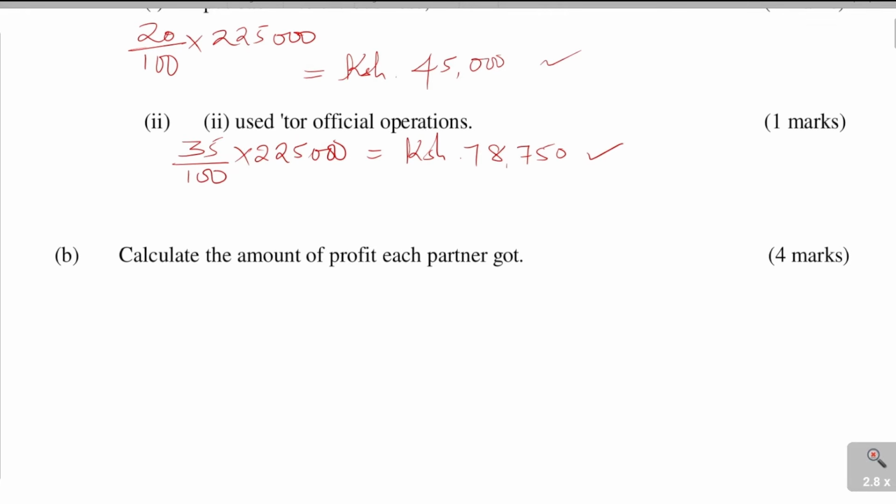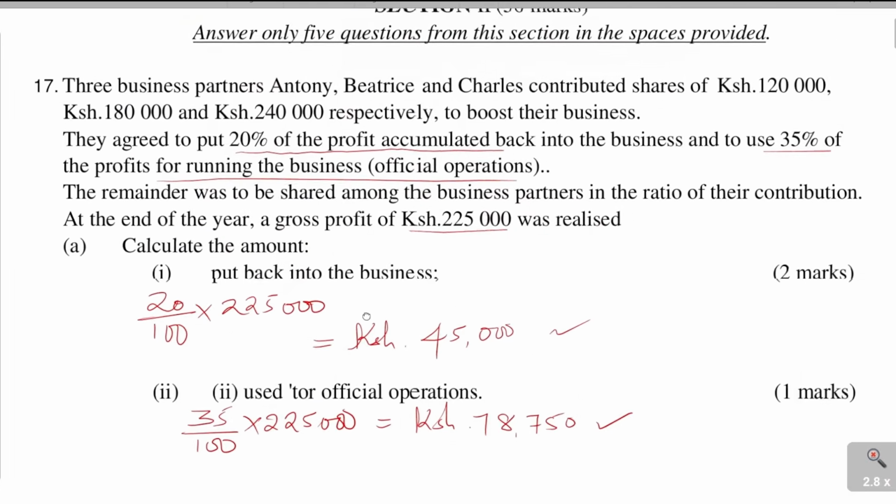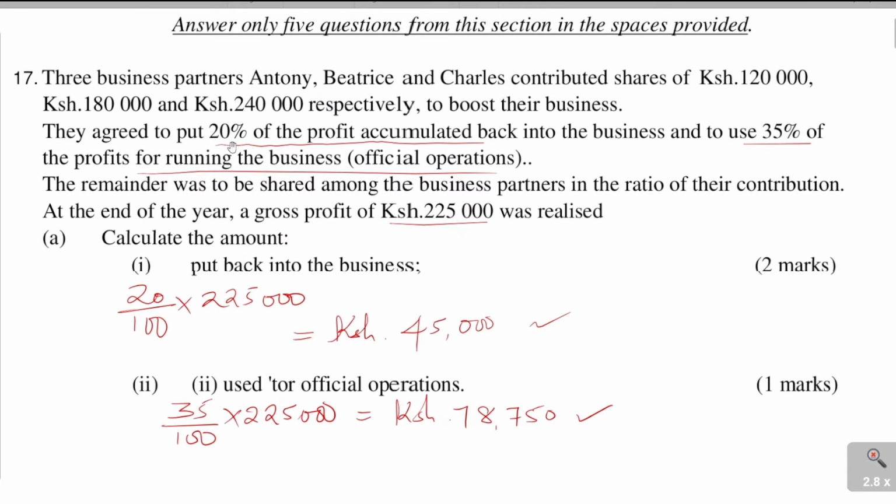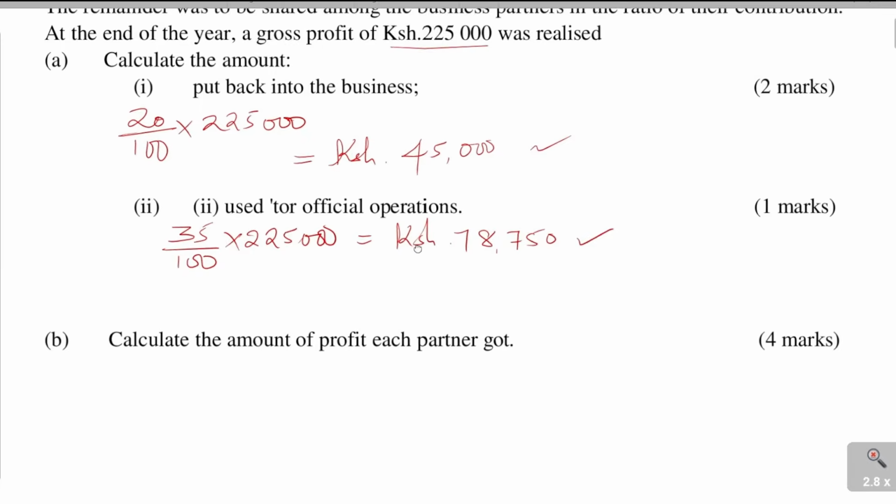We go to the other part, that is part B, calculate the amount of profit each partner got. Now let's go to the statement there. After putting 20% of the profit back into the business and 35%, the remainder was to be shared among the business partners. So we need to now get that remainder. After putting 20% back to business, then 35% for official operations, what remained? So the total profit is 225,000.